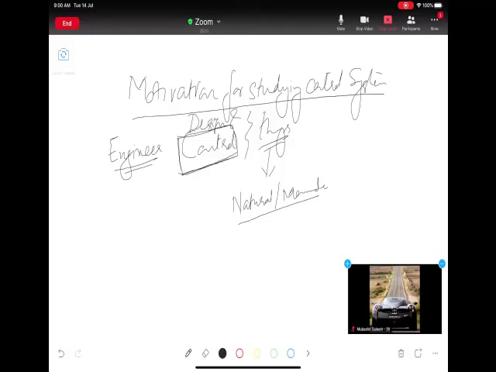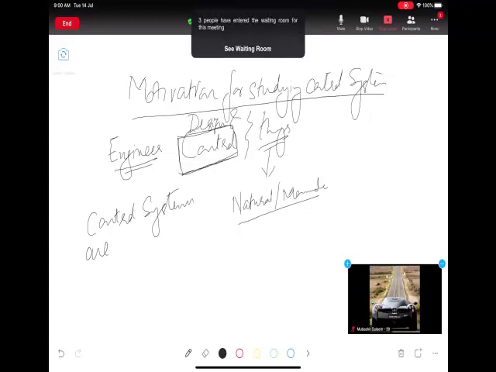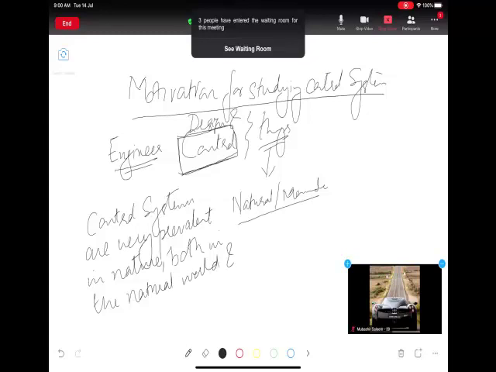And control systems are very prevalent in nature, both in the natural world, right? Both in the natural world and in the man-made objects that you see around you, right?